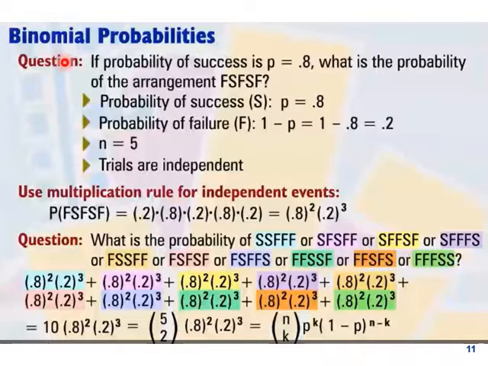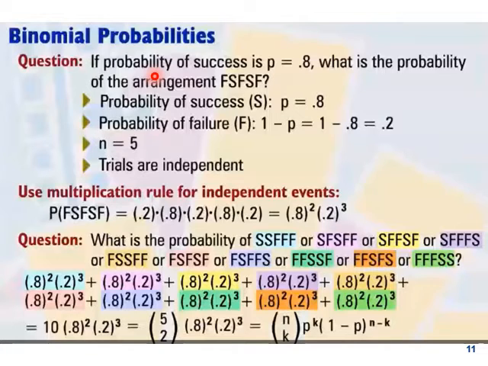So, binomial probabilities. The question is, if the probability of success is p, equal to 0.8, what is the probability of the arrangement S, S, F, S, F? The probability of success, we already know, is p equal to 0.8. The probability of failure: because there are only 2 outcomes, and the probability of one is 0.8, the probability of the other is 1 minus p. So the probability of failure is 1 minus 0.8, which equals 0.2. And we know that the total number of trials is 5 and the trials are independent of each other.